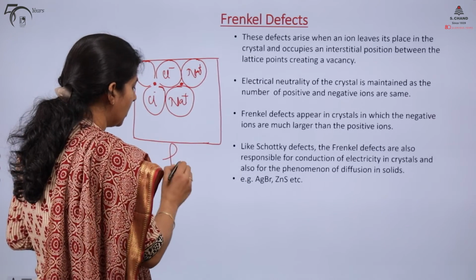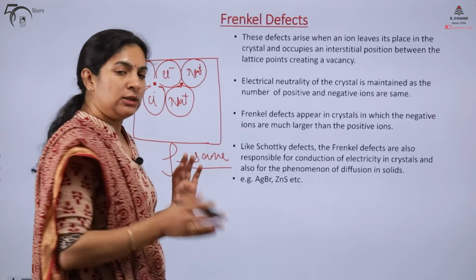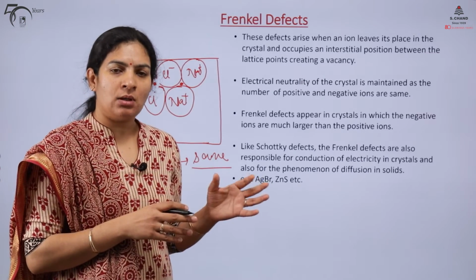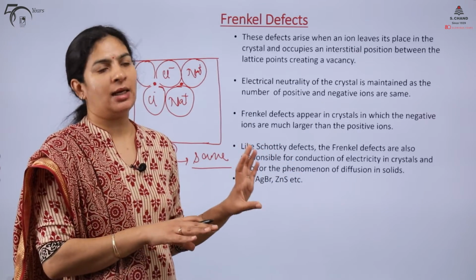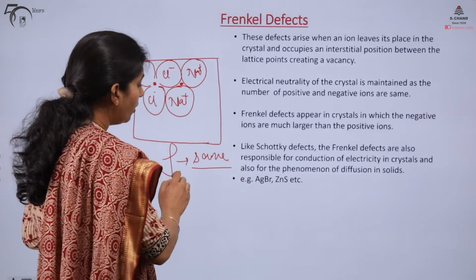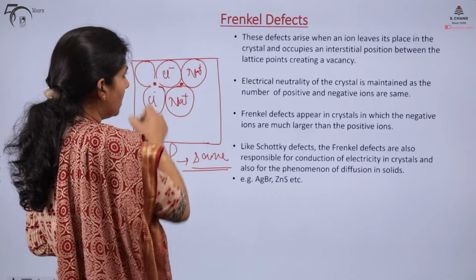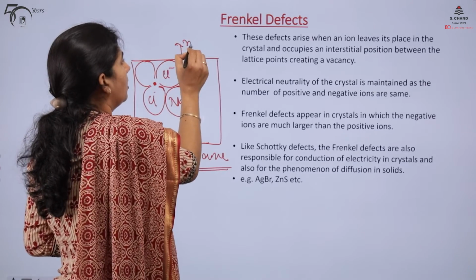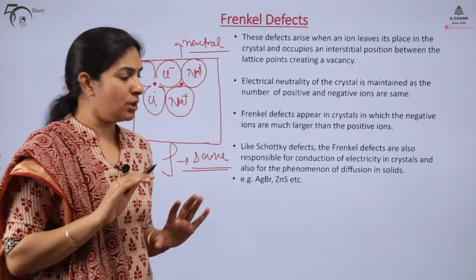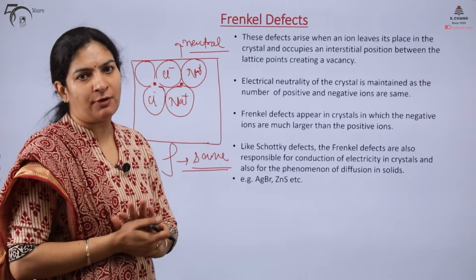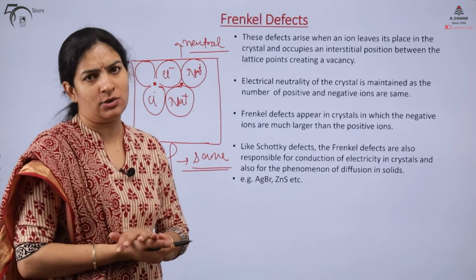So density remains the same, because even though they are not present on their respective lattice positions, they are present inside the crystal only, therefore density remains the same. Electrical neutrality also, so the crystal as a whole is what? Is neutral, it remains neutral. And like Schottky defect, Frenkel defects are also responsible for conduction of electricity.